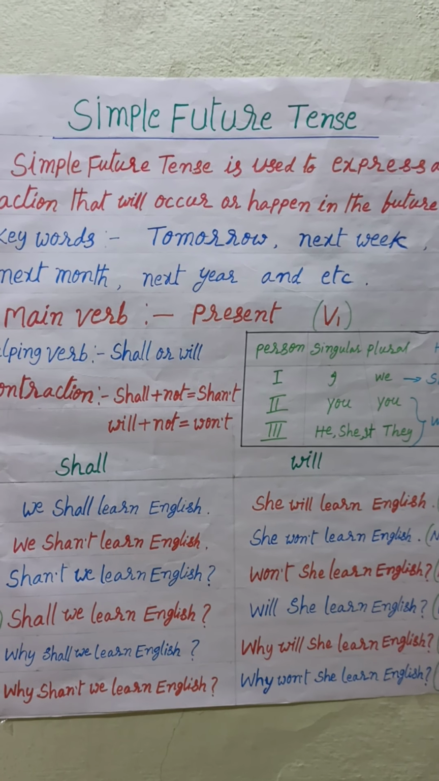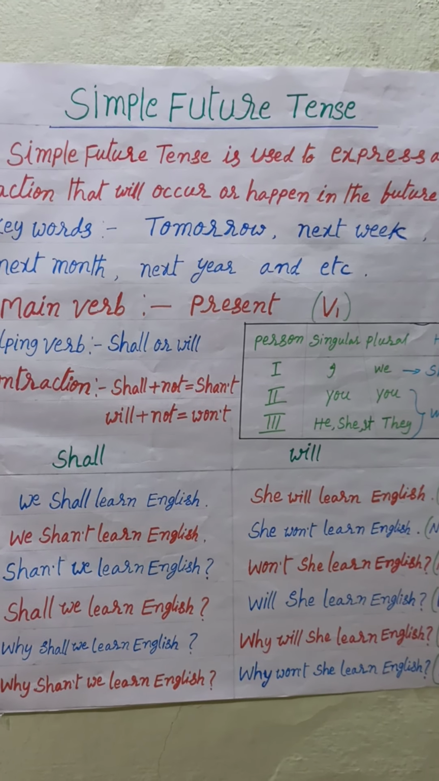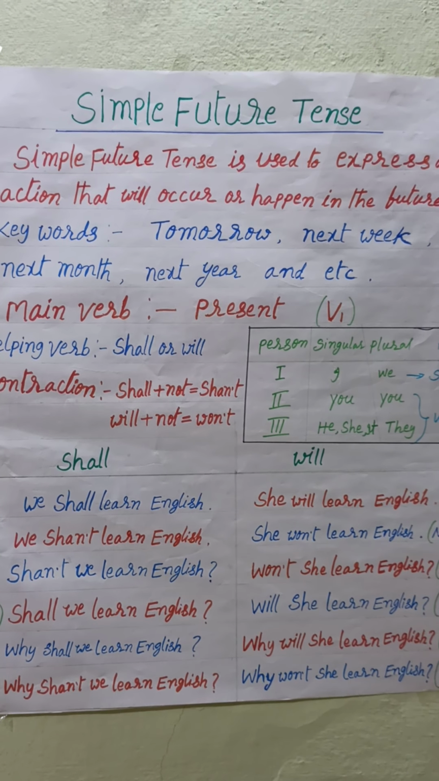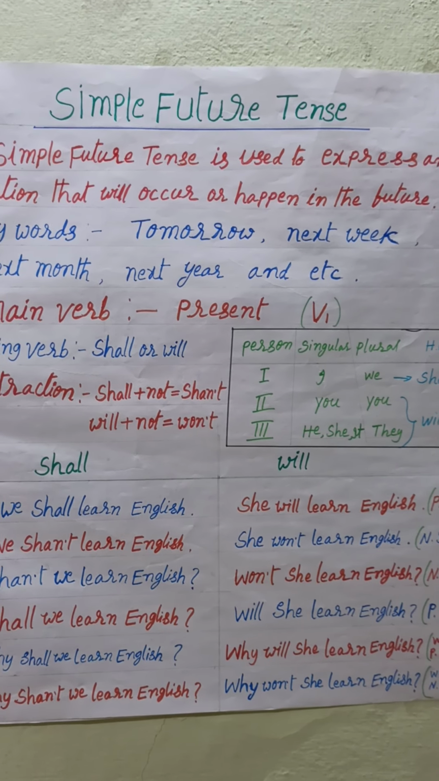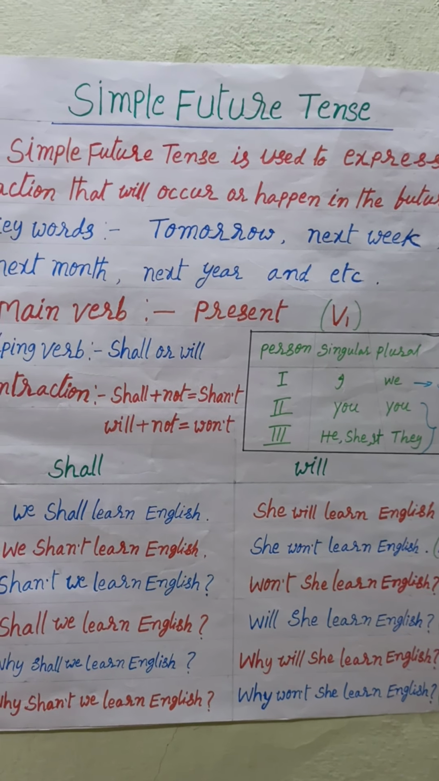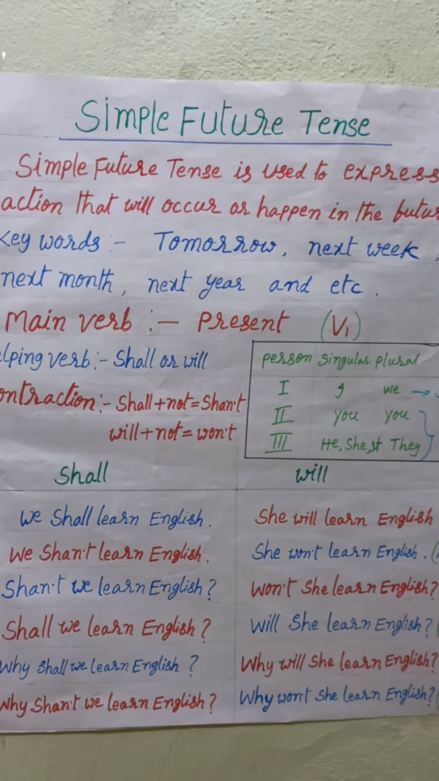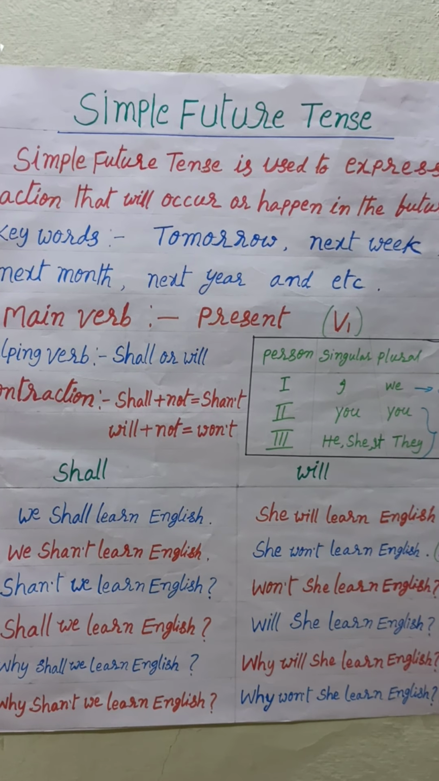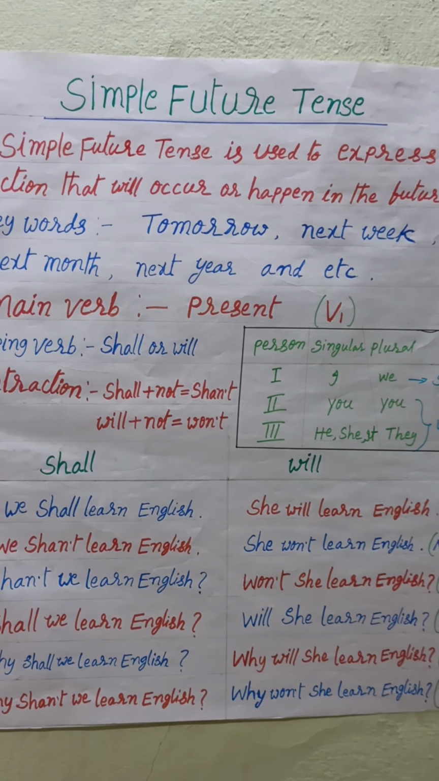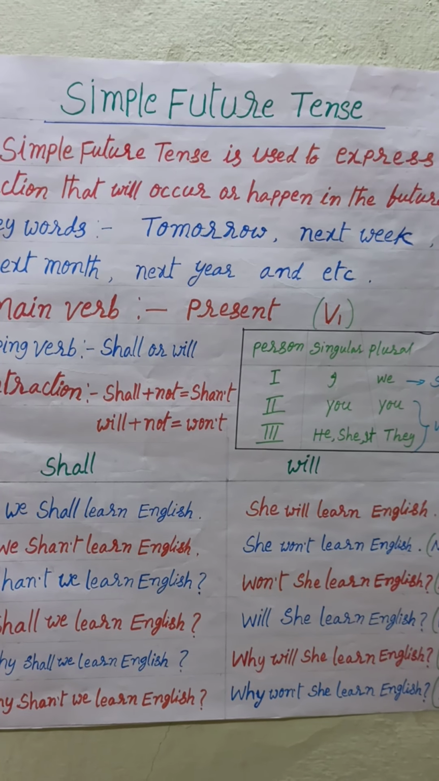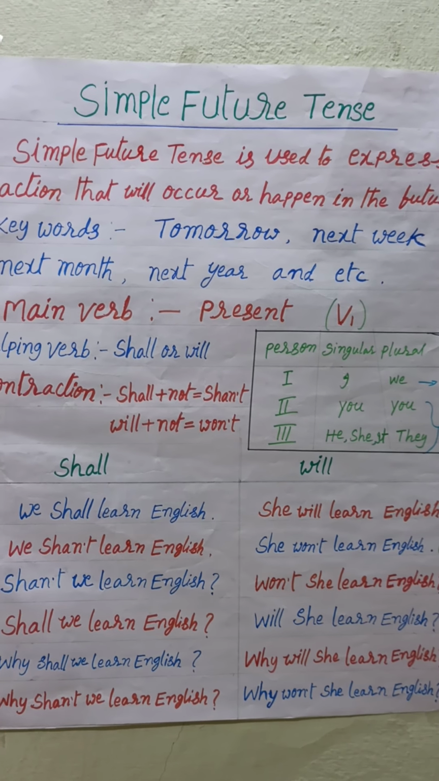Keywords: tomorrow, next week, next month, next year, and etc. Tomorrow, for example, I shall call you tomorrow. Next week, for example, you will meet me next week.